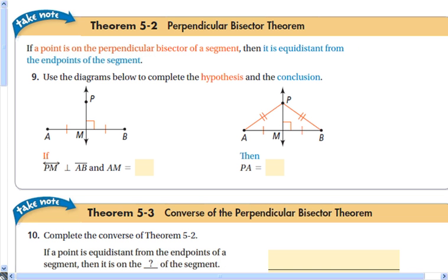All right, theorem 5.2, perpendicular bisector theorem. If a point is on the perpendicular bisector of a segment, then it is equidistant from the endpoints of the segment. So if line PM is perpendicular to segment AB and AM is equal to MB, then PA is equal to PB. All right?